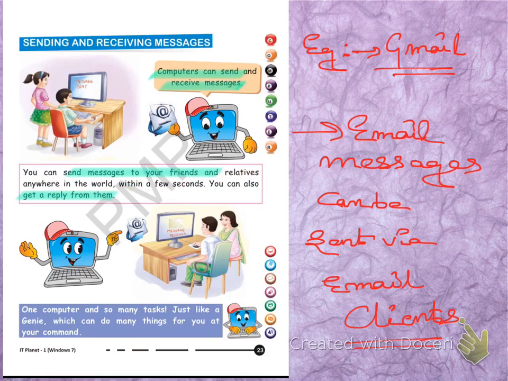Okay, now see. Sending and receiving messages. With the help of computer we could send messages and email messages via email clients. So we can send any message to a particular person using email clients. Can you name an example of an email client, children? Yes, see, I have given before you Gmail. So Gmail is one of the email clients that we can use for sending messages. Is it okay, children?